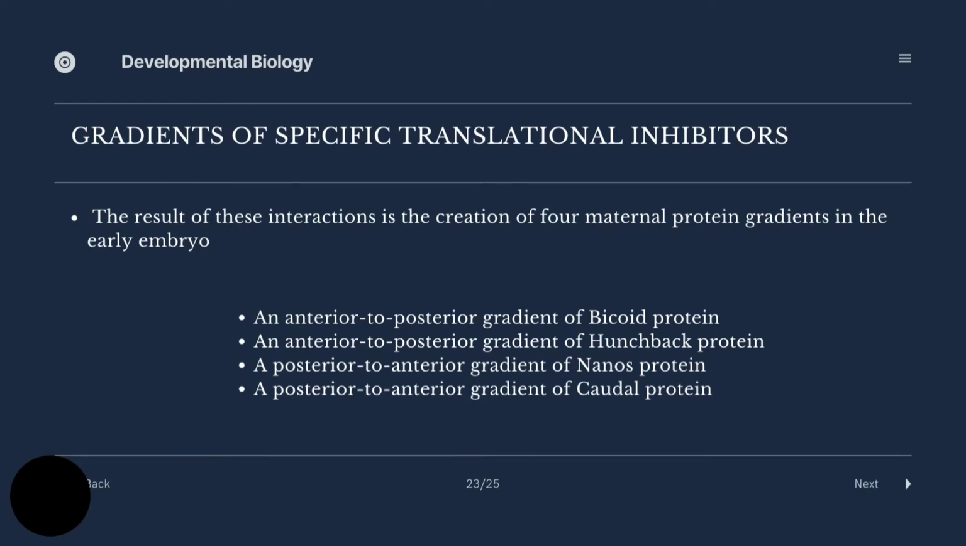The result of these interactions is the creation of four maternal protein gradients in the early embryo. That is, an anterior to posterior gradient of bicoid protein and an anterior to posterior gradient of hunchback protein, followed by a posterior to anterior gradient of nanos and a posterior to anterior gradient of caudal protein.